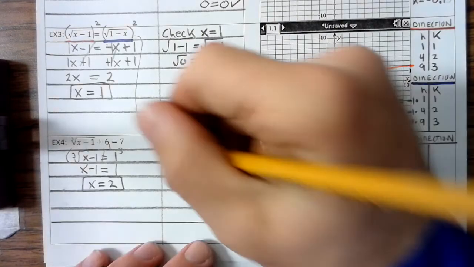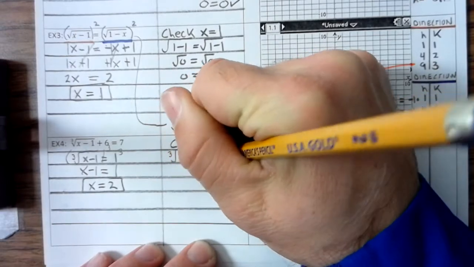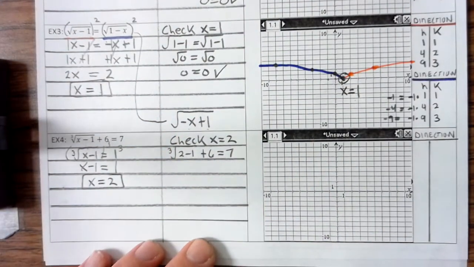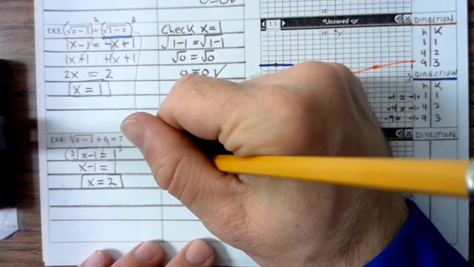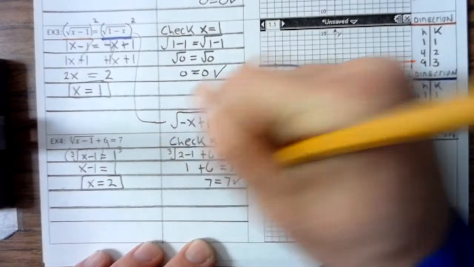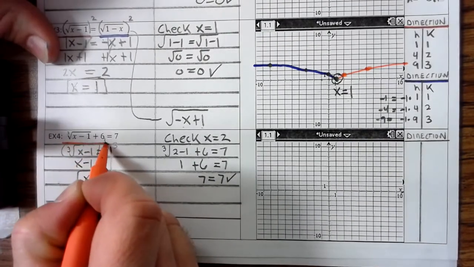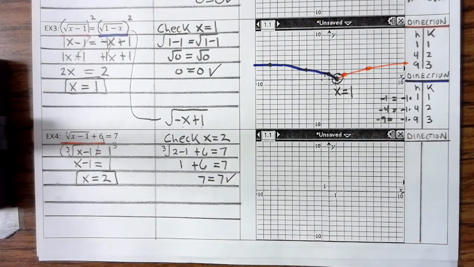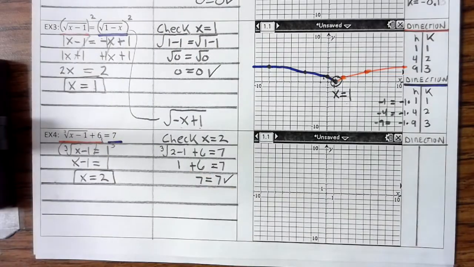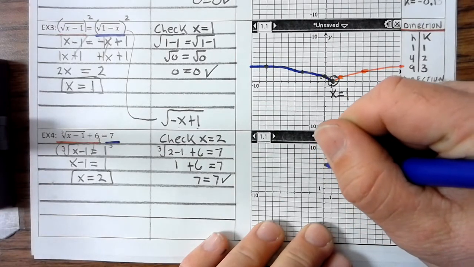Okay, so now that's the cube root of 2 minus 1 plus 6 equals 7. So 2 minus 1 is 1. The cube root of 1 is 1, plus 6 equals 7. 7 equals 7, so that checks. Okay, now again, we're going to graph the left side, and we're going to graph the right side. Now the right side graphing is easy. Let's graph that first. That's just a horizontal line at 7. So 1, 2, 3, 4, 5, 6, 7.